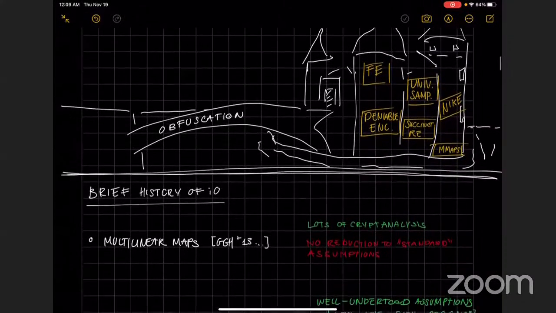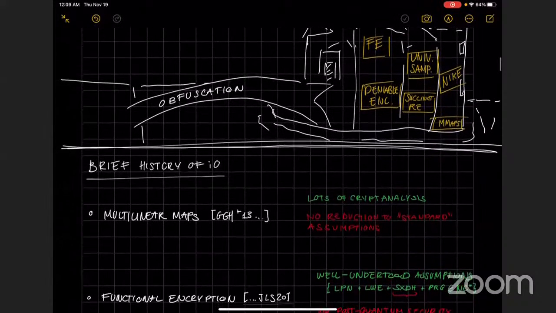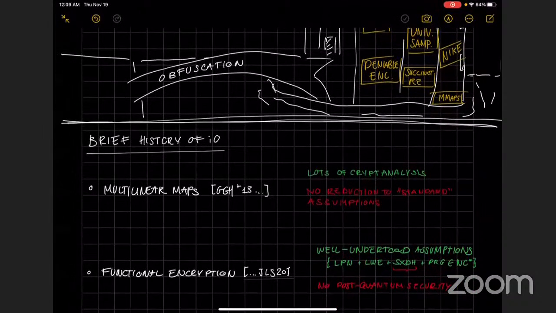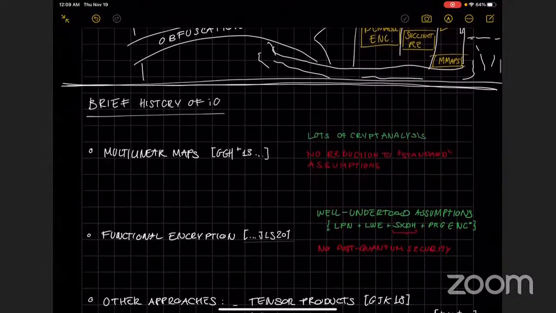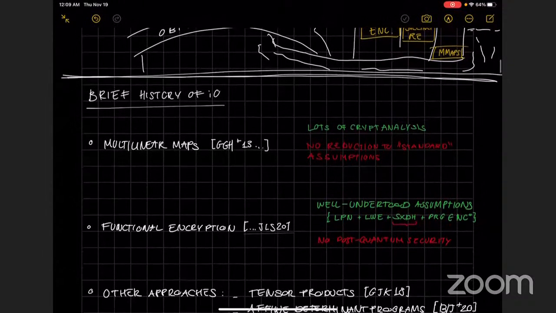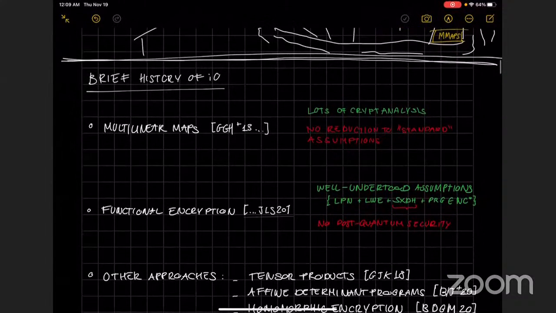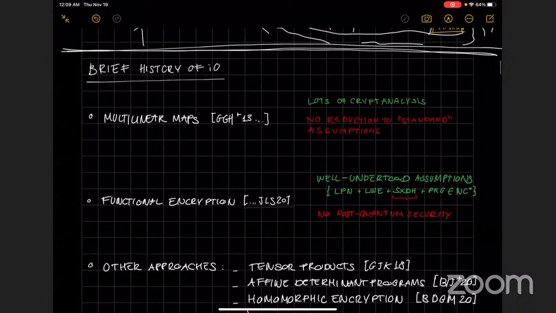So let me give you a little bit of context. I want to talk a little bit about the history of I/O and about different approaches that we have out there in order to construct this primitive, and then I will explain a little bit more about our framework.